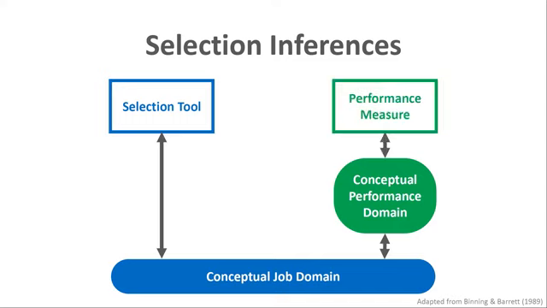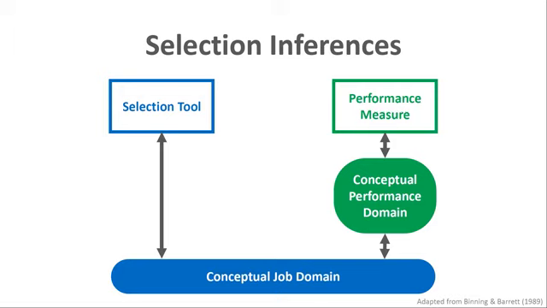And it is through a type of performance measure that we attempt to tap into or assess the conceptual performance domain. Now, examples of performance measures might include your supervisor ratings of job performance, as well as productivity indicators or measures, and maybe even things like customer service ratings or customer satisfaction ratings, depending on the type of job it is that you're focusing on.